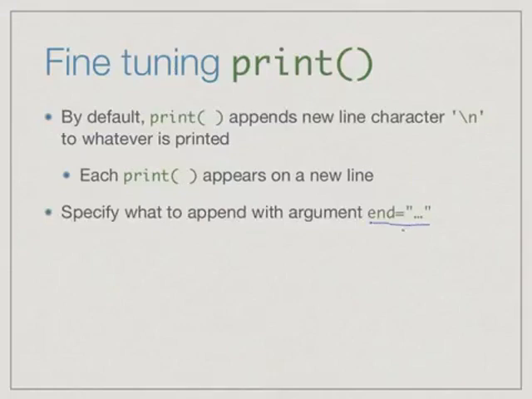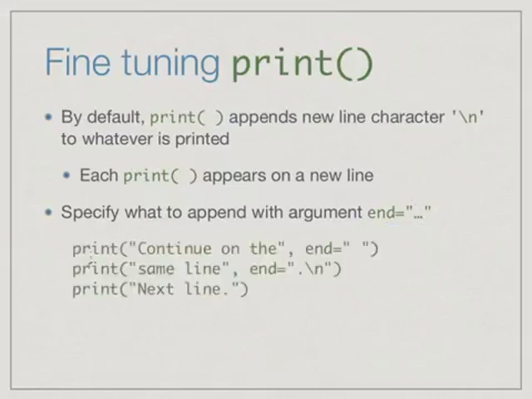So we can provide a string saying this is what should be put at the end of the print statement. By default, the value here is this new line character. Okay, so we can replace this by something else. So here is an example. Supposing we write these three statements.